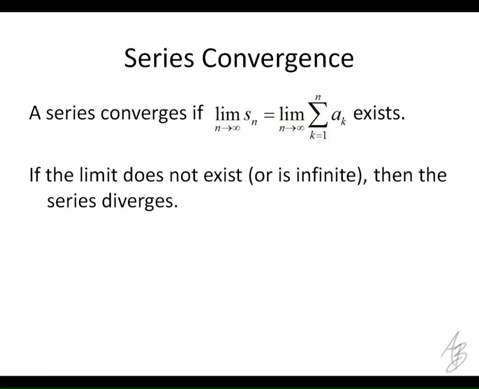And it could not exist for different reasons. It could not exist because it's infinite. It could not exist because it oscillates, and there's a classic, fairly simple example of a series where the partial sums oscillate, and so it does not converge, it diverges.